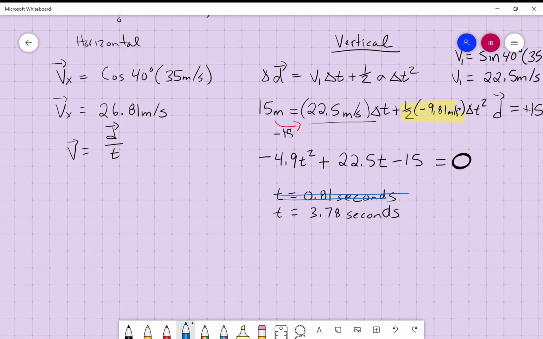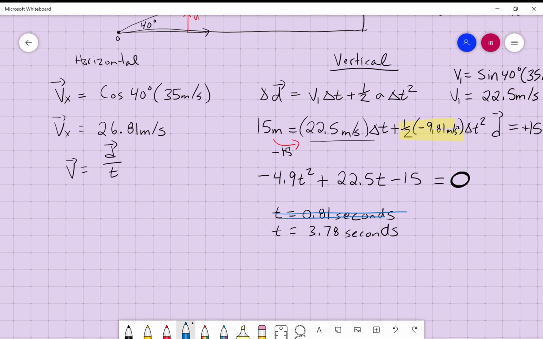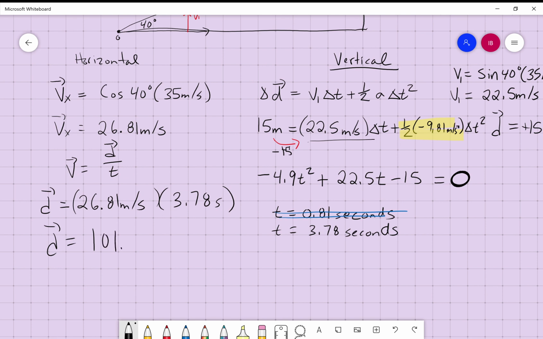So this is the time it takes, the flight of the golf ball from the time it leaves the tee to the time it hits. Now, if I want to figure out how far it has traveled, it's going to be the velocity we calculated multiplied by the time it took to travel, 3.78 seconds, and when we multiply it out, we're going to get a distance of 101.3 meters. So that is how far the golf ball travels. Let me know if you have any questions.